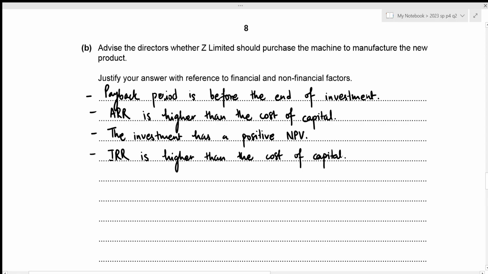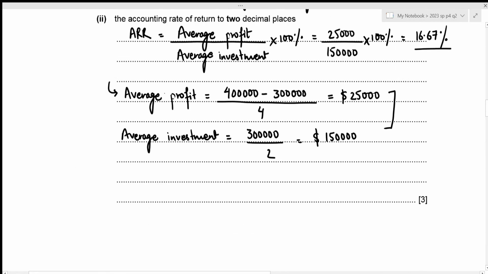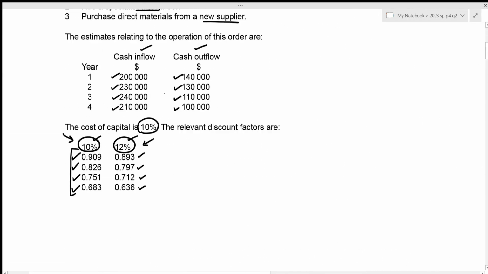So if we were to make a decision based on the financial factors only, we would be advising the directors of Z Limited to purchase the machine in order to manufacture the new product, because each of these indicators favor our investment. Okay, now we need to refer to our non-financial factors as well. So let's have a look above at the given information.